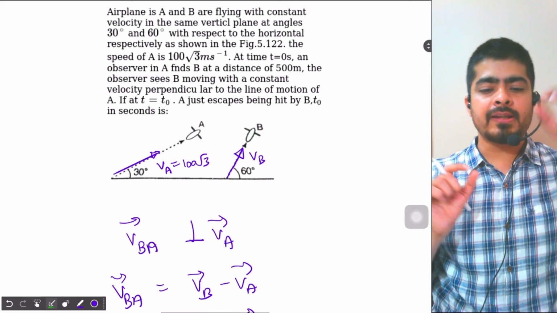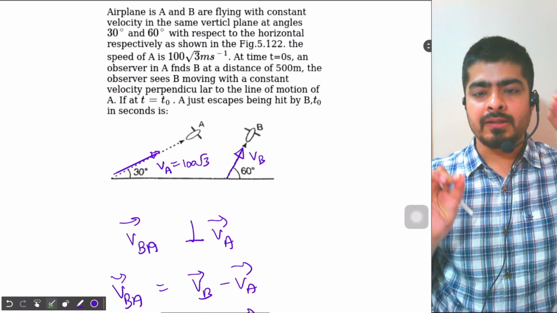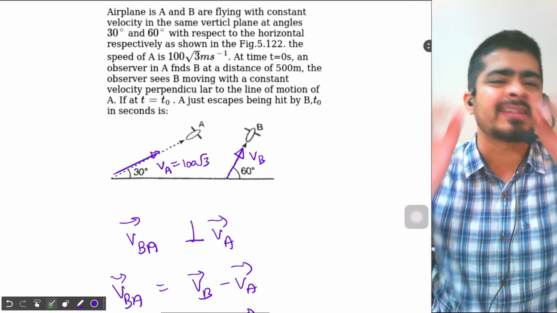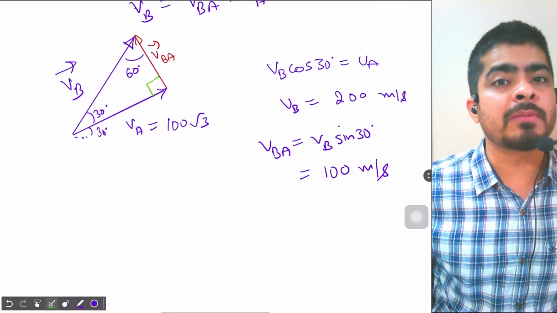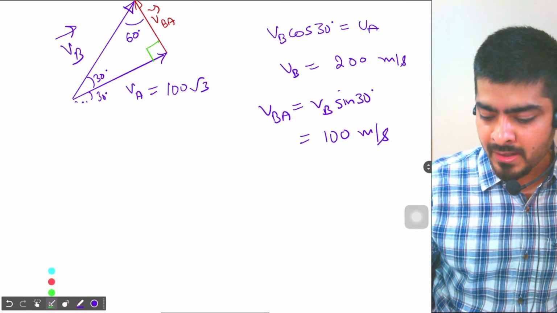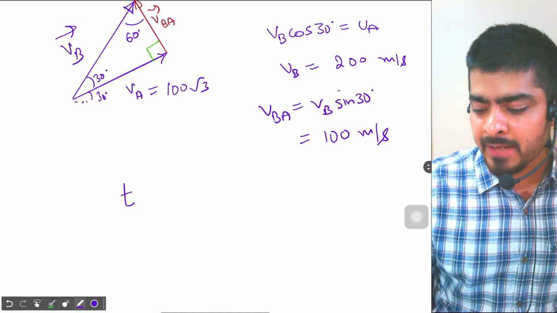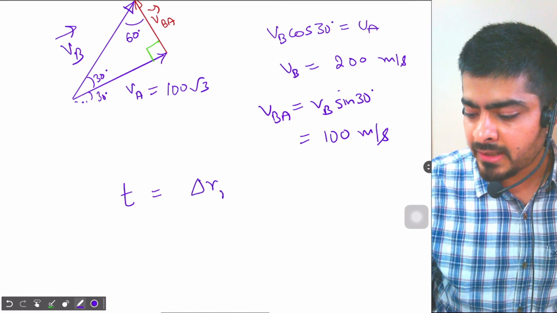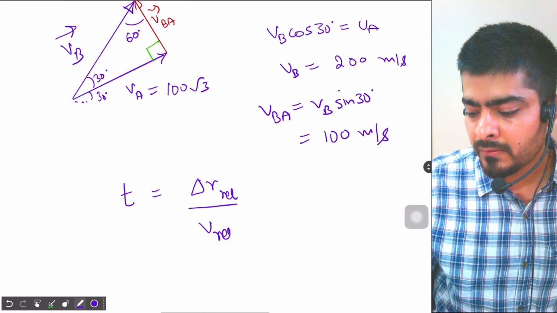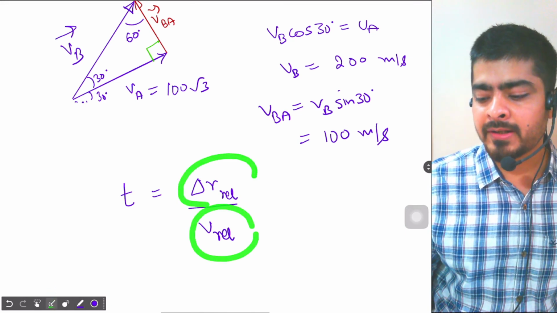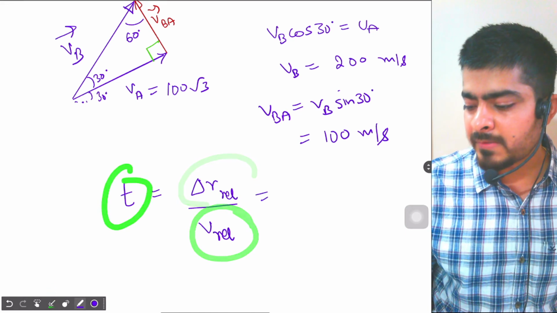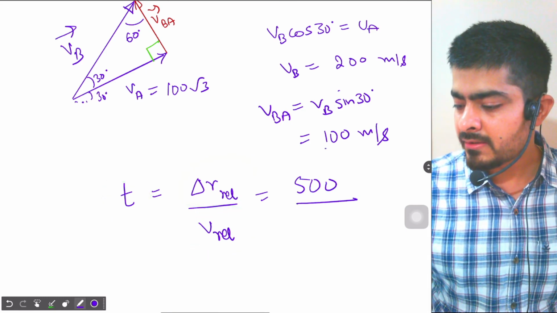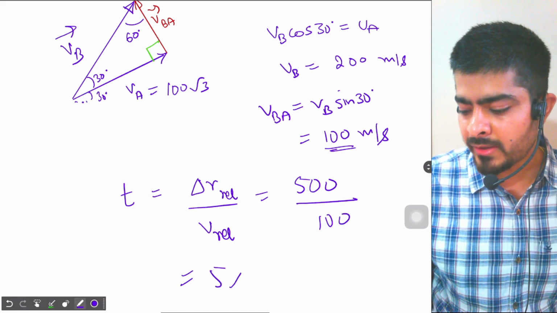Okay, this is your plane A and this is your plane B. Alright, they are moving like this and they meet over here. They are just escaping getting hit. So basically they are like meeting each other. So the initial separation between them is 500, the final separation is 0. That means you can find the time easily. Relative displacement, delta R relative, divided by V relative. Relative displacement by relative velocity gives you time. So the relative displacement is 500 meters because the initial separation is 500, final is 0. And the relative velocity is 100. So we get it to be equal to 5 seconds. Okay.